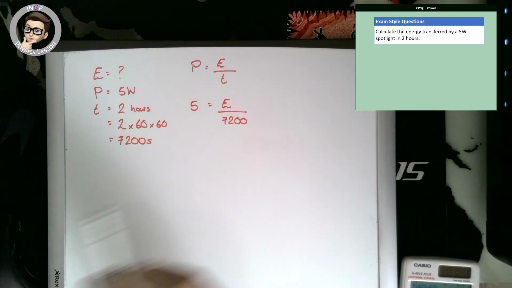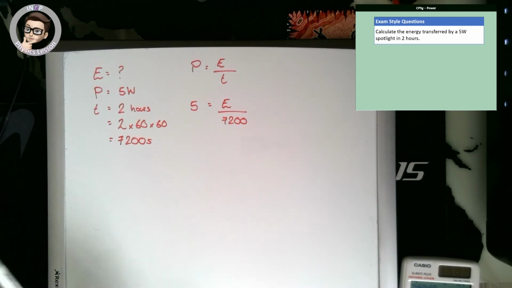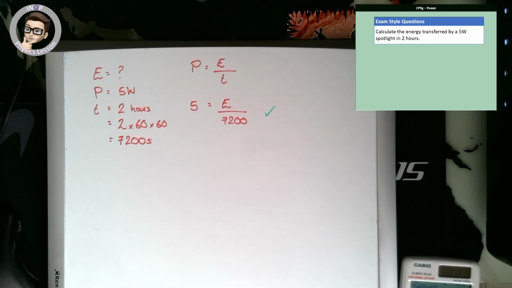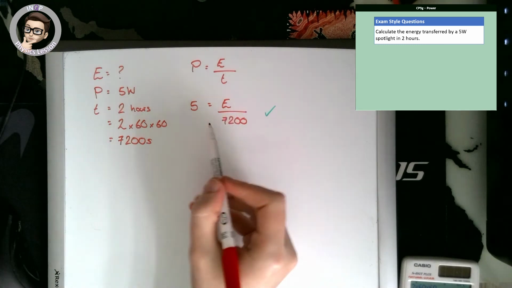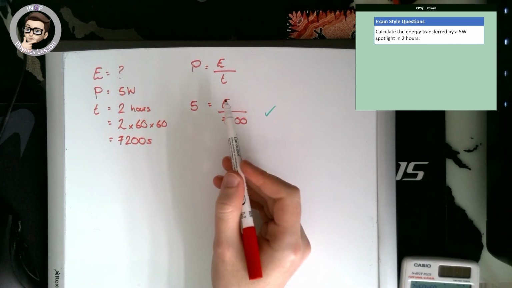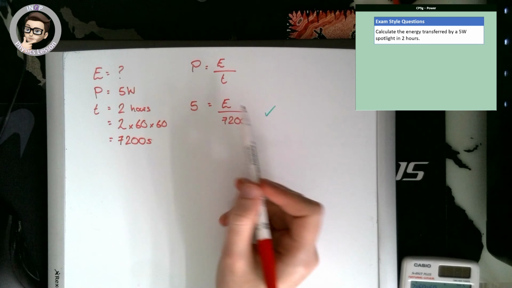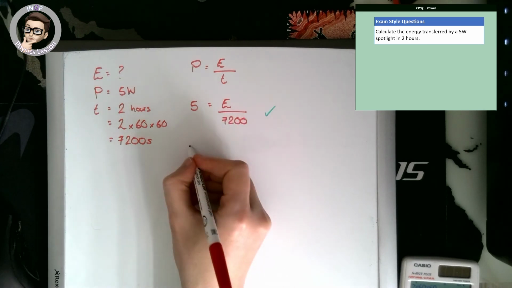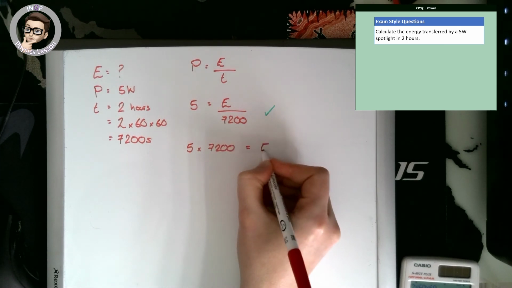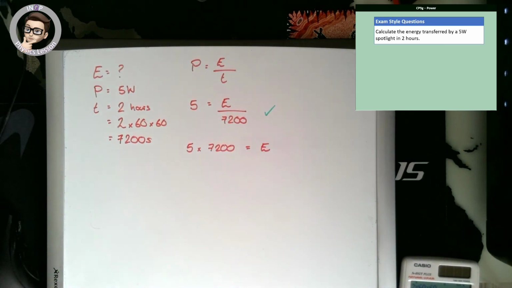Okay, that would get you your first mark. So if I was to be marking this in an exam, this is your first point because you have substituted in and you haven't rearranged. So no loss of marks in case you get your rearranging wrong. Now we're dividing by 7,200 on this side. So in order to get rid of that and leave E on its own, we're going to have to multiply by 7,200 on both sides. So I'm going to have 5 times 7,200 is going to be equal to my value E. Now this would potentially get you your second mark in this question because now you've rearranged it.